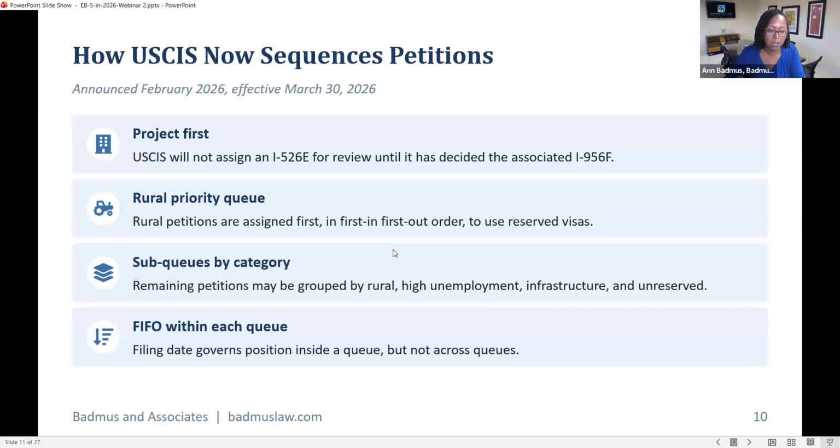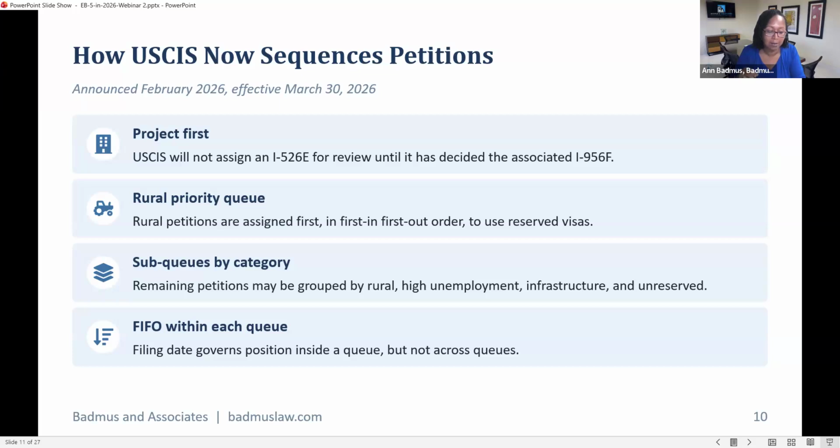First, they're going to look at the project first. So USCIS will not review an I-526E, assign it for review, meaning it's not going to pass it on to an officer to review until it has actually decided the associated I-956F. As I mentioned before, the I-956 is the project application. So they have to be sure that they have reviewed that first and make sure that's approvable.